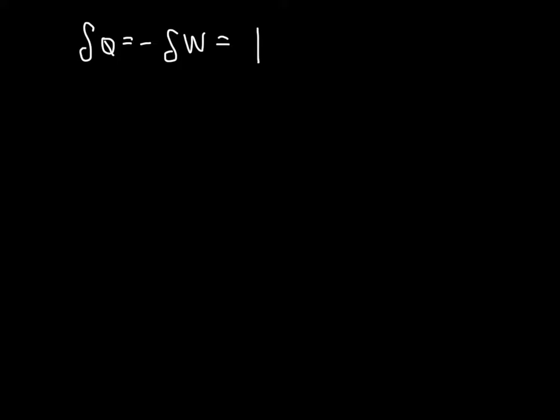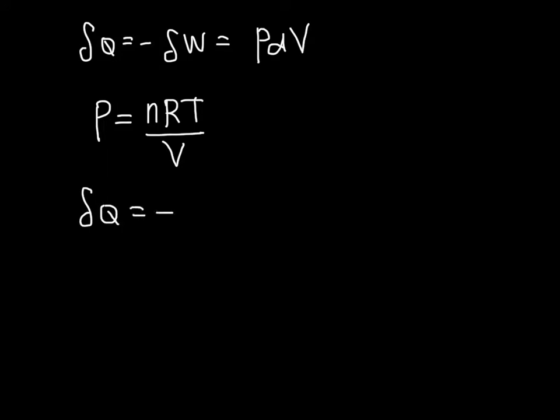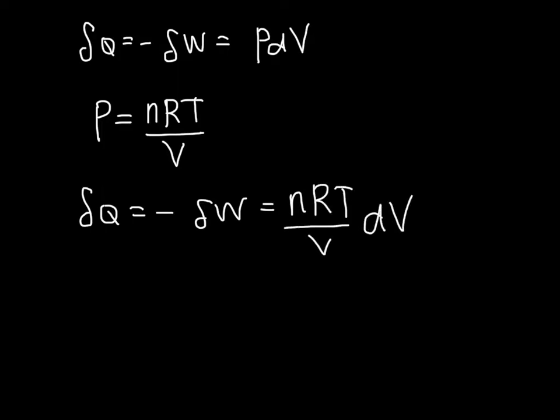equals PdV. We can use the ideal gas law here and say that P is equal to nRT divided by V, which gives us delta Q equals negative delta W equals nRT divided by V dV. Now we're going to integrate all of these.